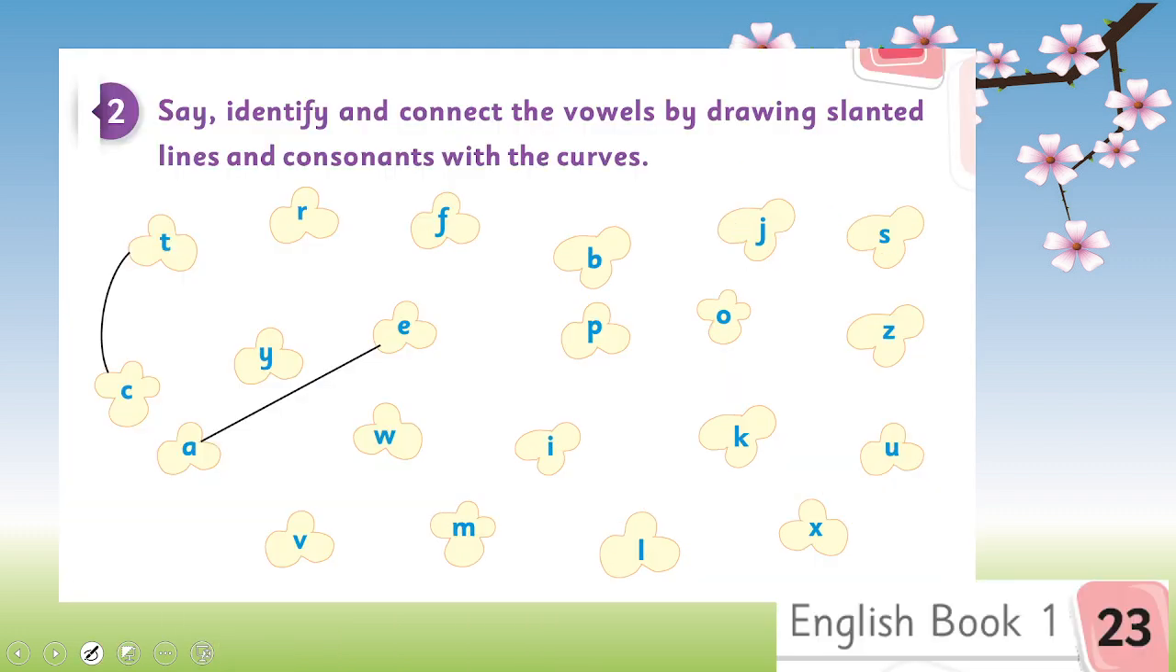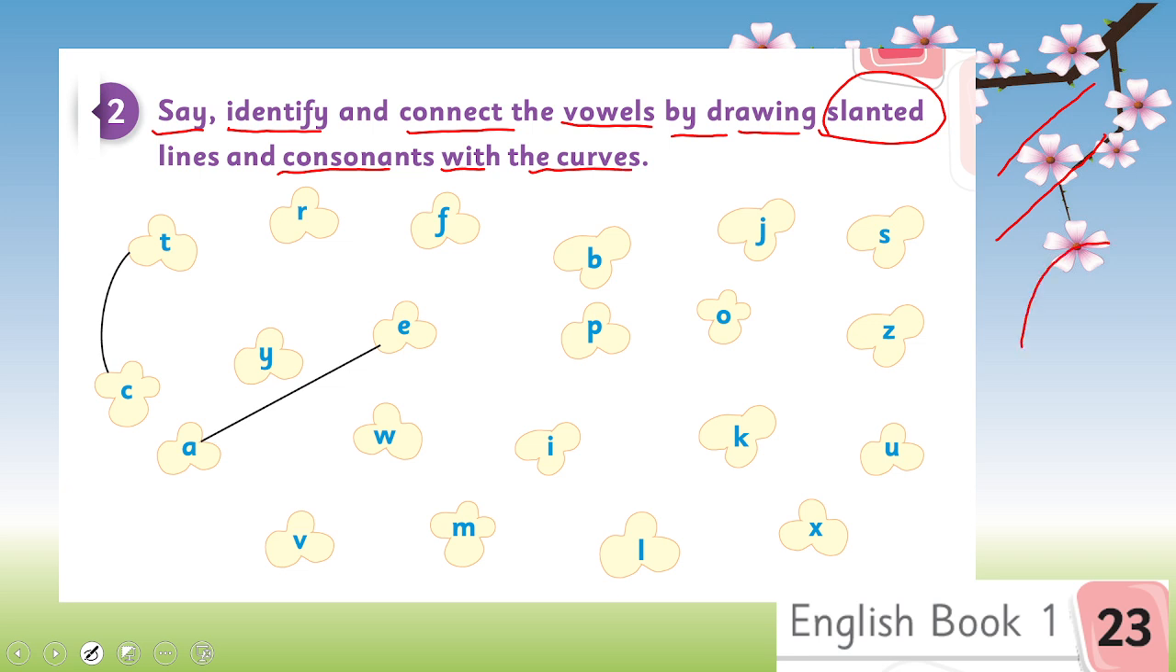What do they want us to do? It says, identify and connect the vowels by drawing a slanted line. What does slanted mean? A line which is like this. It may be backward or forward. This is slanted. And consonants with curves. And what does curve mean? When a line is in a curve shape, it may be in this way, it may be in this way, right? These are curved lines, these are slanted lines.